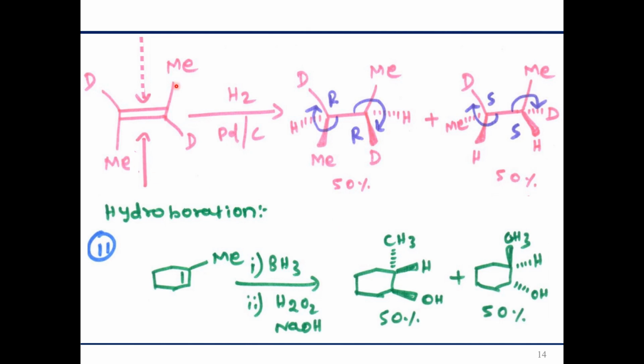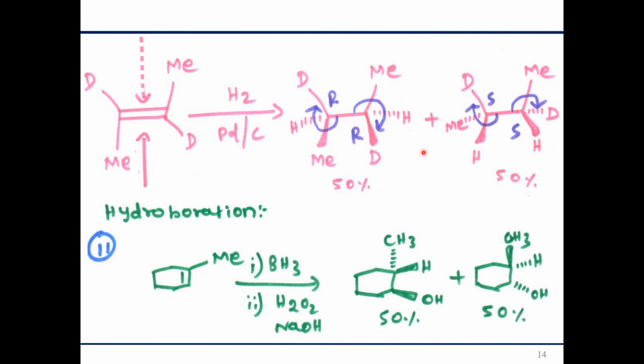Here I have given the corresponding trans alkene. When hydrogen approaches the backside of the alkene, we will have the methyl and deuterium in front and hydrogen will be at the backside. When the hydrogen molecule approaches the front of the alkene, the methyl group and deuterium will go backside and hydrogen will be in front. Okay, now both the products are formed 50% and they are enantiomers. So from this reaction we are getting the racemic product.